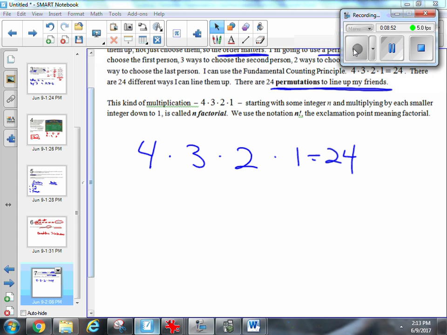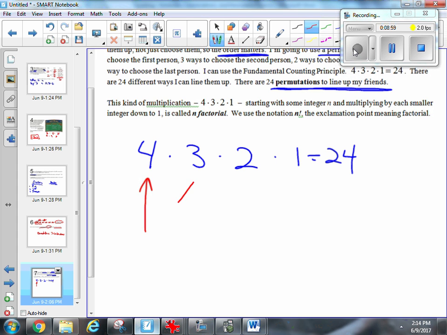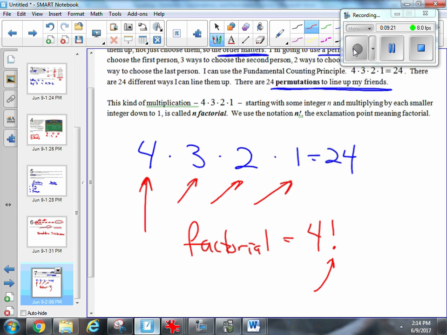This type of multiplication, where I start with a particular integer, and then each integer after that is decreased by 1, is called a factorial. And in this case, I have 4 factorial. I'm starting with 4, and I want to multiply it by every number all the way down to 1. And the notation is 4 with an exclamation point. The exclamation point is letting me know that I want 4 factorial.